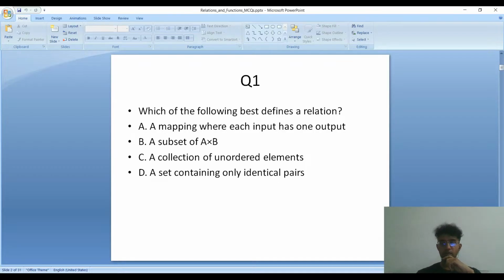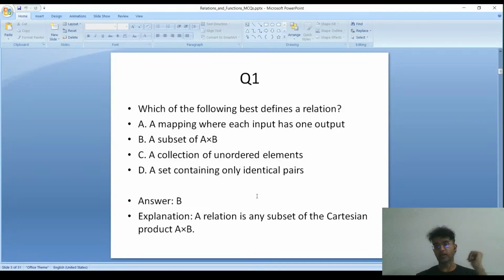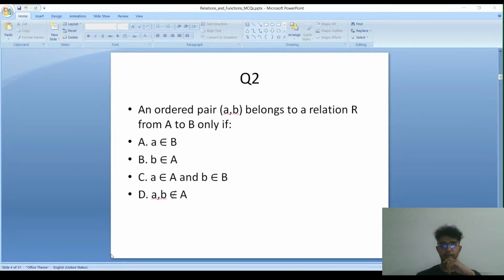I see one answer, B. Let's wait for the others. The actual answer is B, correct. It's any subset of the Cartesian product A cross B, right? That's a relation. Next question. Okay, so all of you have given B correctly. Next question.